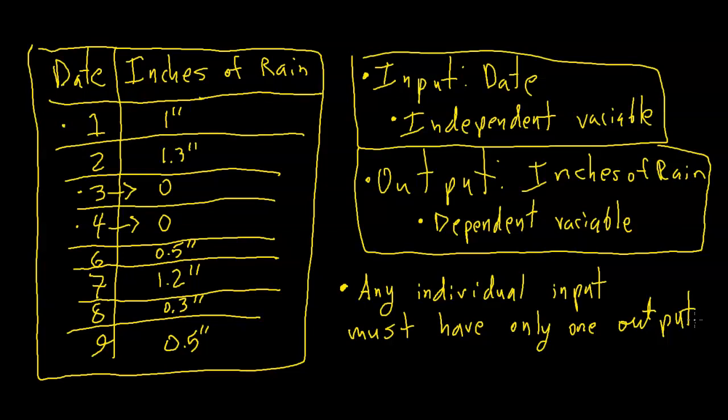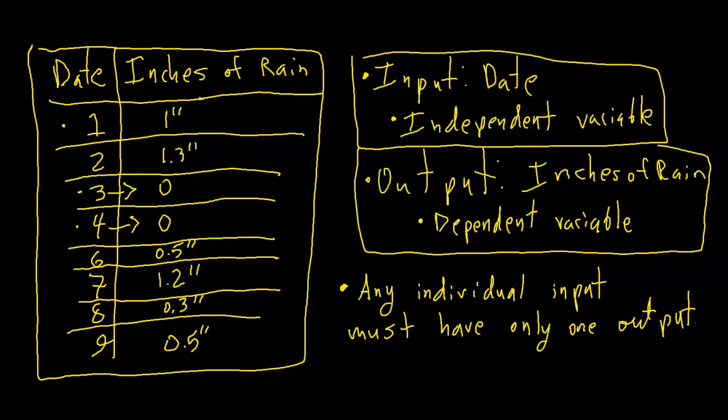It might rain 0 inches the first day of the week, the fourth day of the week, and even beyond. It might rain 0 inches the 18th day of the week, the 27th day of the week. It might rain 0 inches each 31 days of the week, right? So it makes sense that an output can have multiple inputs, right? But it can't make sense that an individual input has multiple outputs.